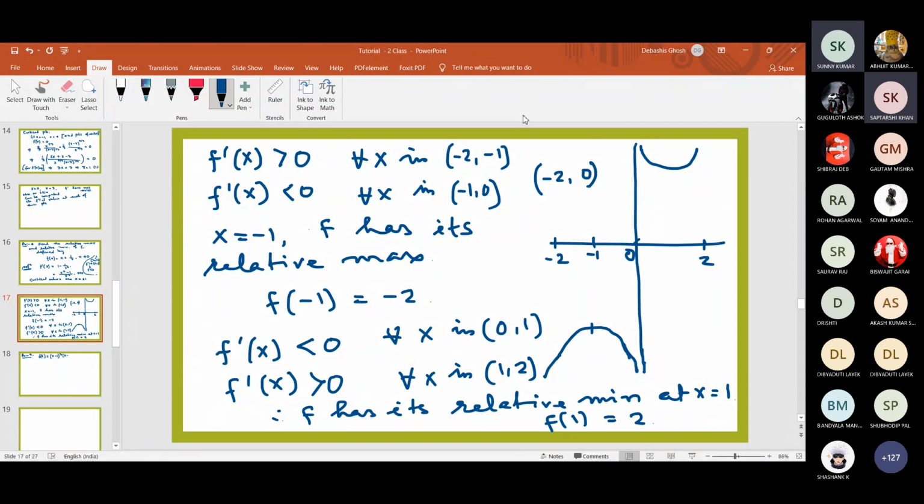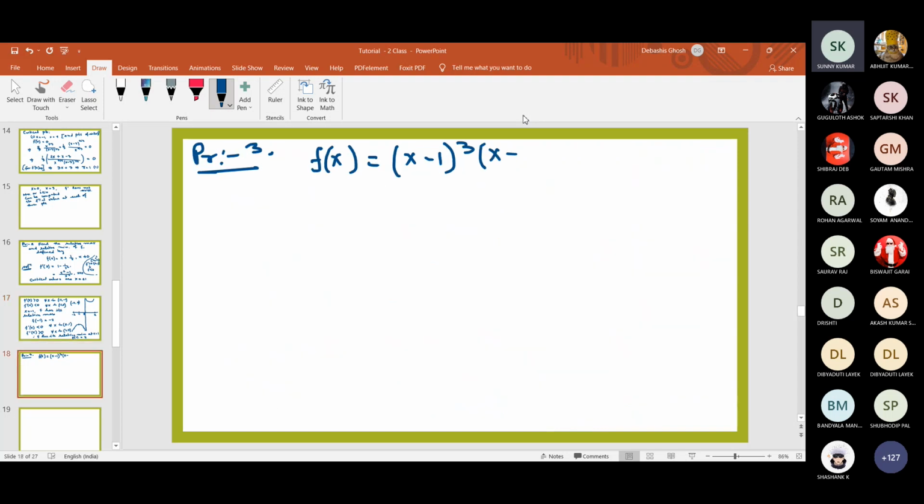Sir, can we consider it from -3 to 0? Minus 3 to 0 you can consider, but there will be no change. Only the change will occur at the point minus 1. Yes, sir. x minus 1 whole cube, x minus 3.